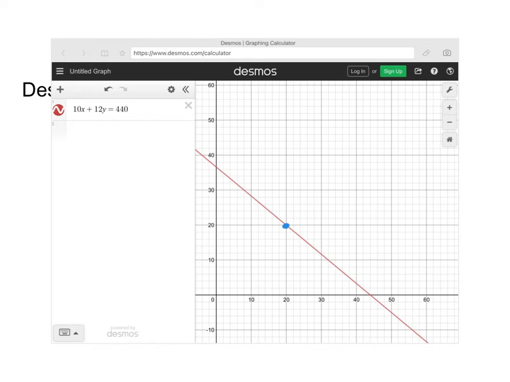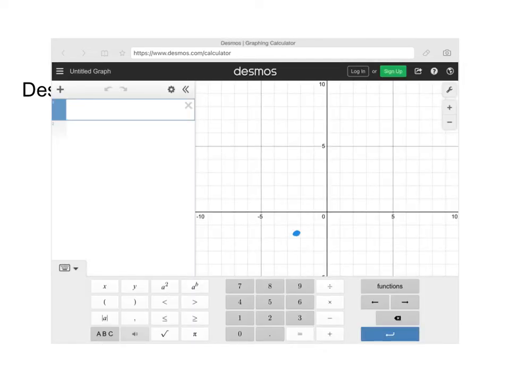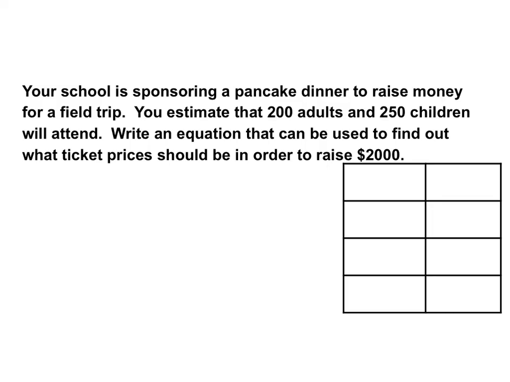Let's see if I can find another point. It's not going to come out real pretty here, it looks like. Let's see if I get back to my whoopsies. Well, that didn't work out. Let's look at another one.